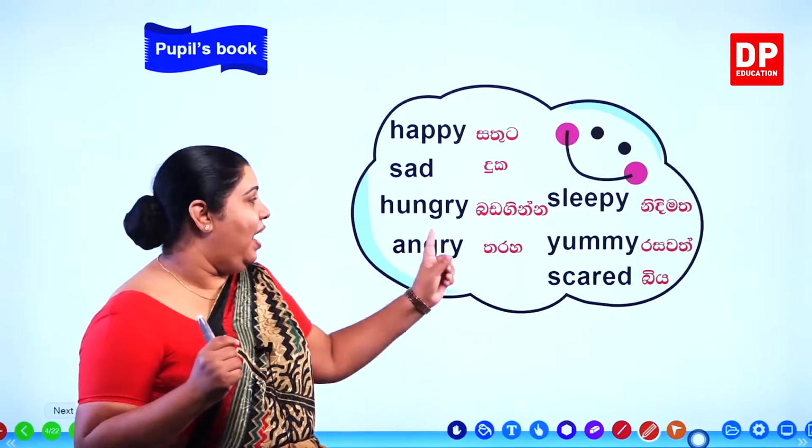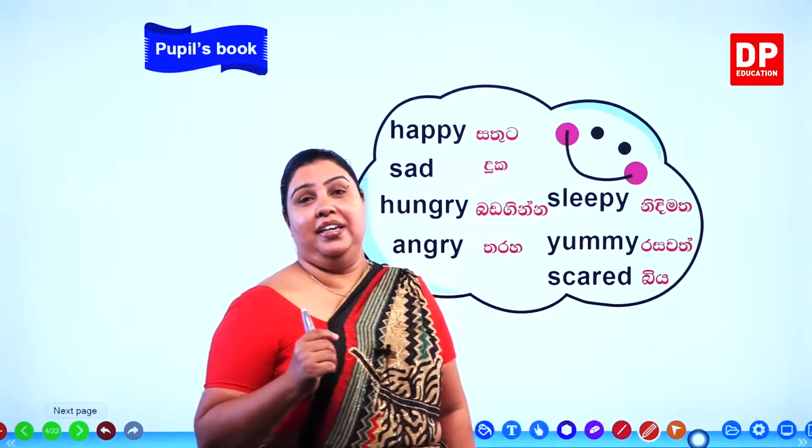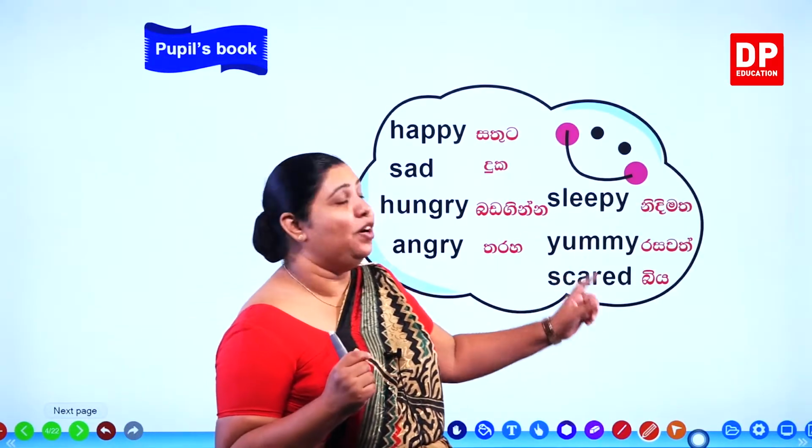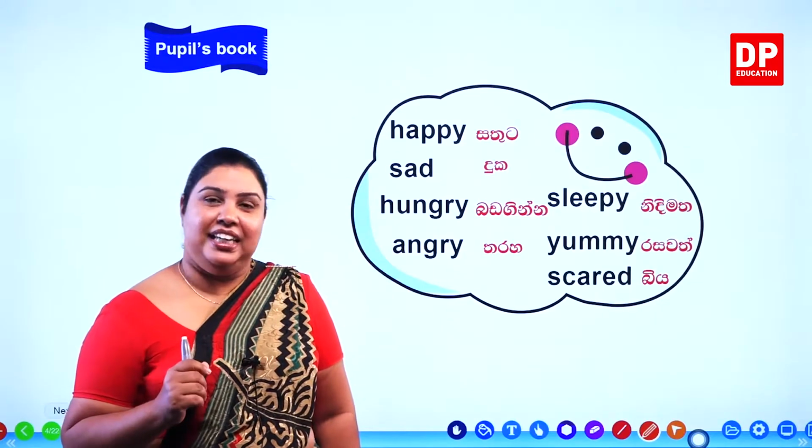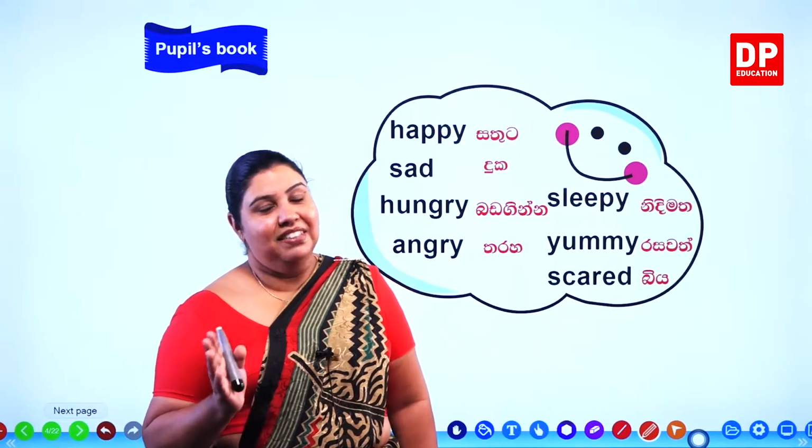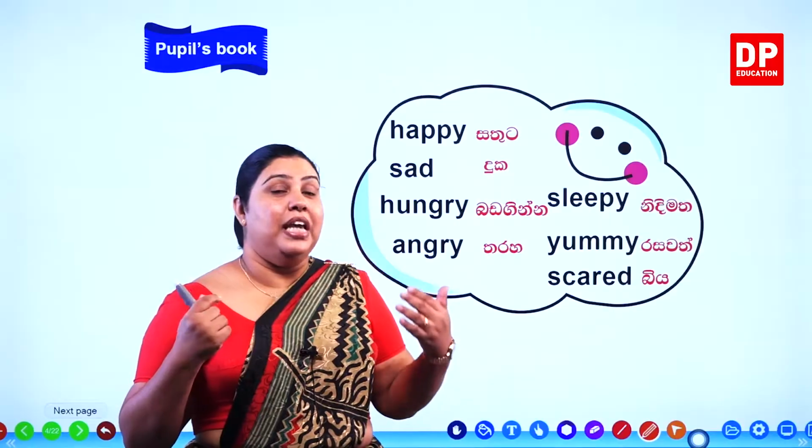Y-U-M-M-Y. Y අකුරෙන් පටන් අරන් Y අකුරෙන් ඉවර වෙනවා. Yummy ඒ කියන්නේ රසයි කියන එක. Right? So now yummy.